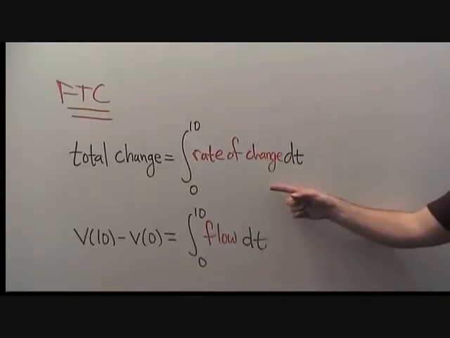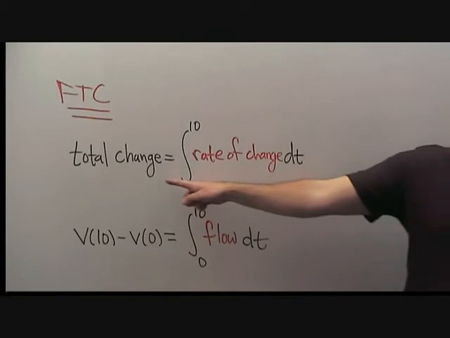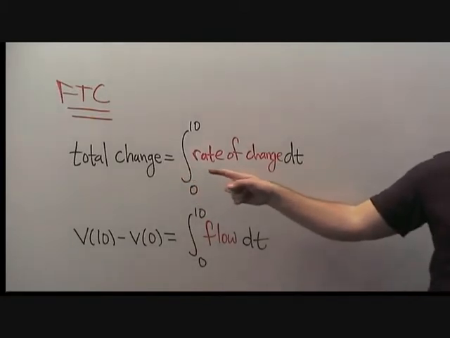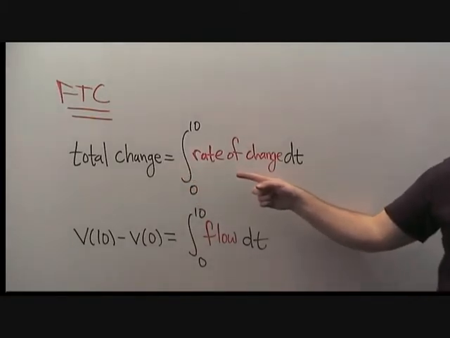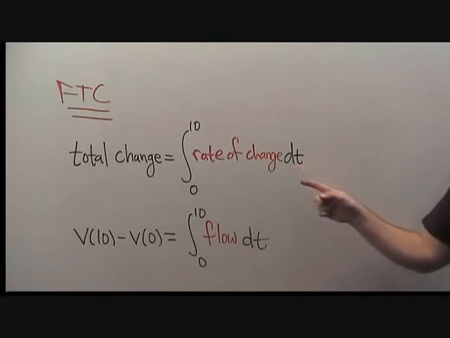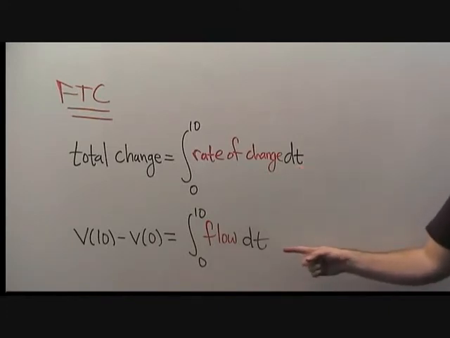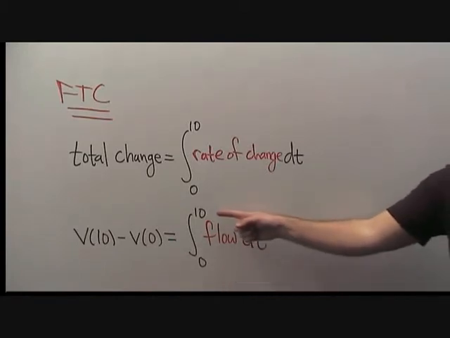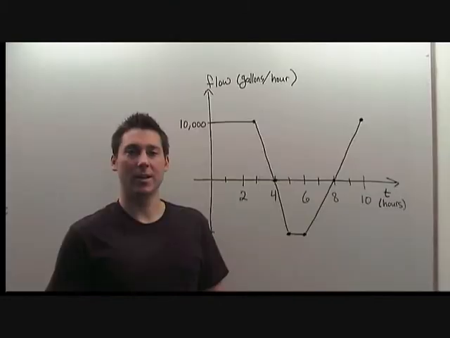Basically, the fundamental theorem of calculus says the total change is equal to the integral of the rate of change with respect to time. For our problem, that says the change in the volume will be equal to the integral of the flow from 0 to 10. All that remains is to compute the integral of the flow from t equals 0 to t equals 10. We will do this using the areas of rectangles and triangles in the picture.